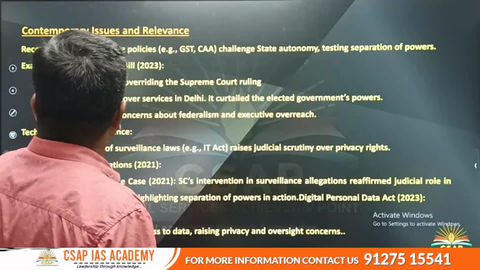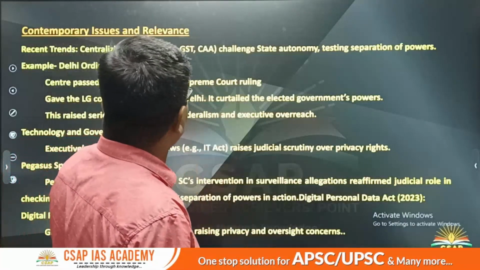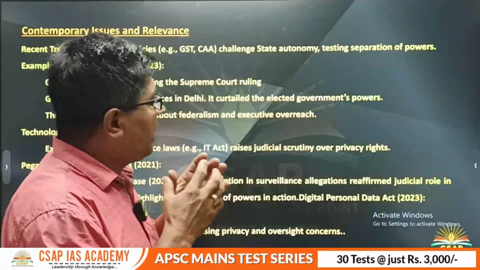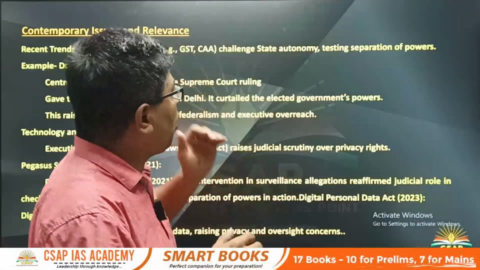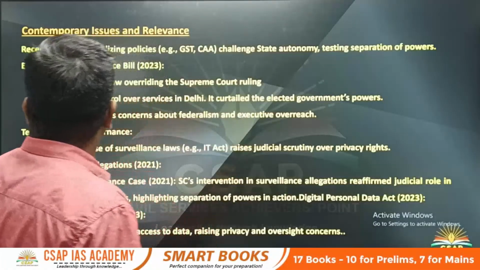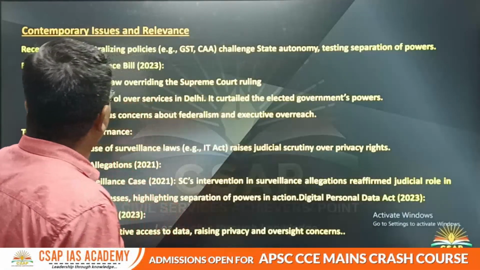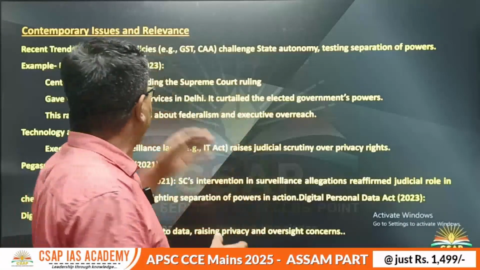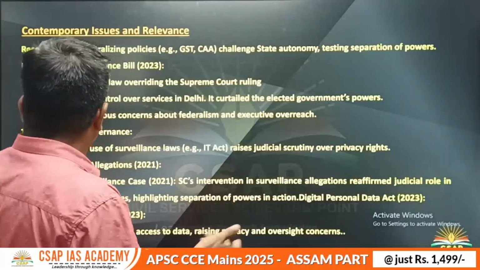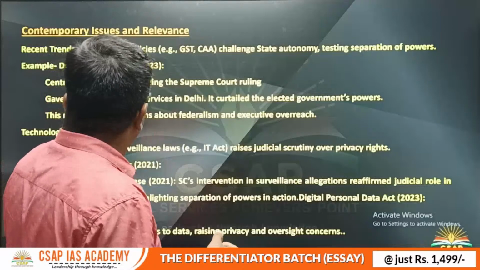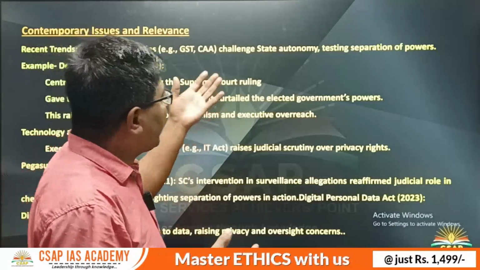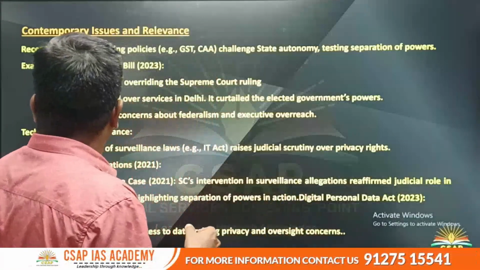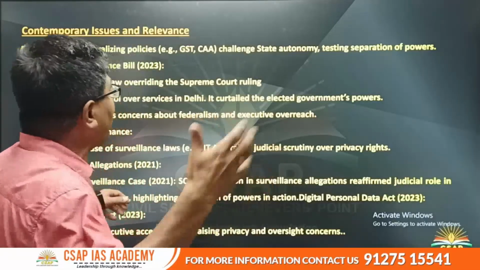Now, what are the recent trends? We have seen centralizing policies, for example GST, CAA, which basically challenge state autonomy, and such policies in the process also test the separation of powers. The Delhi Ordinance Bill, for example, right? The Center passed a law overriding the Supreme Court ruling. So the Supreme Court ruling was bypassed by the Center, which passed a law and gave the LG control over services in Delhi. It curtailed the elected government's power, and we have seen how the elected government's powers were reduced. This raised serious concern about federalism and executive overreach.